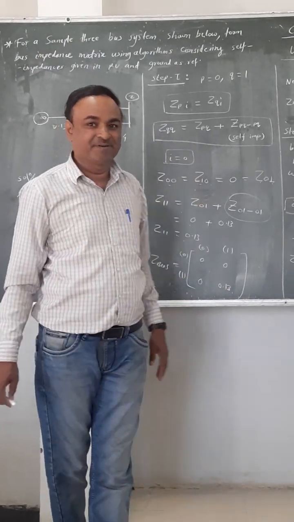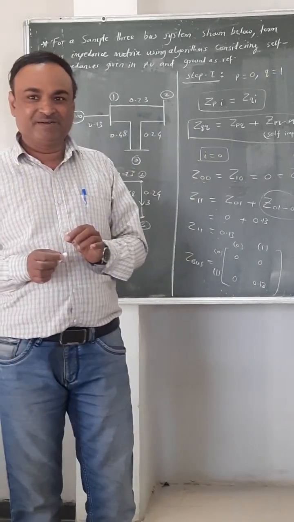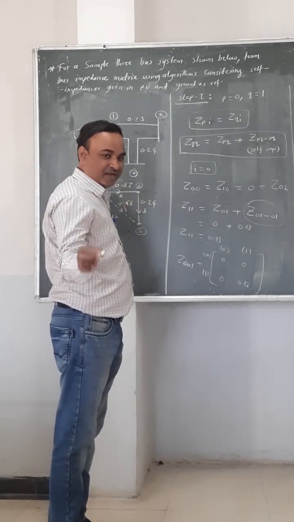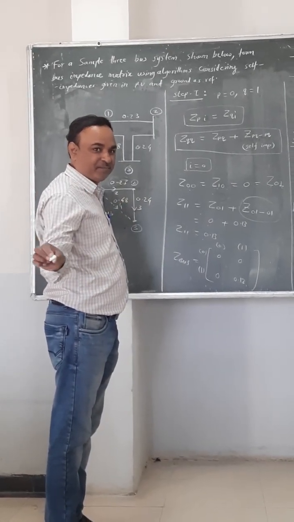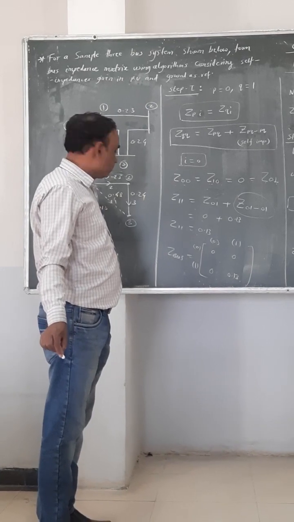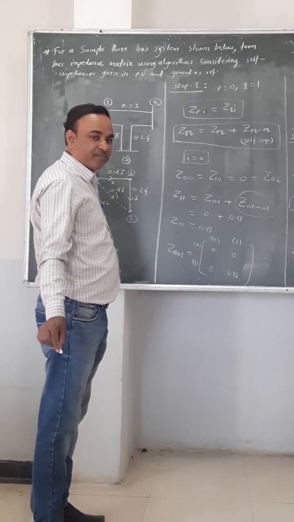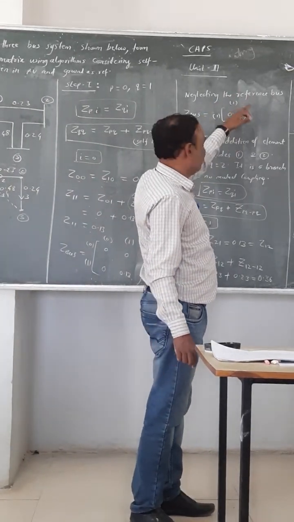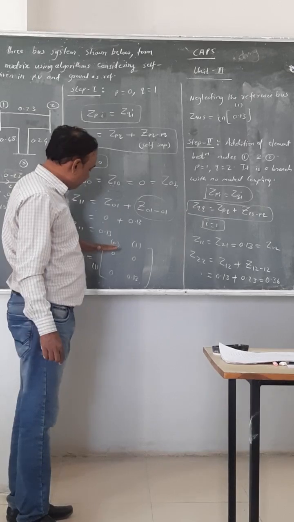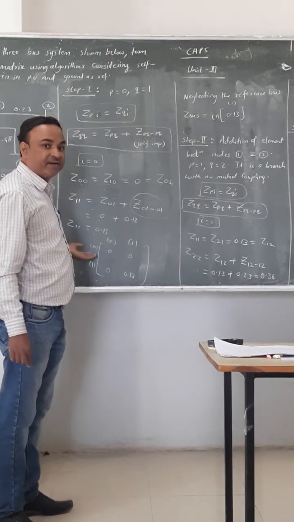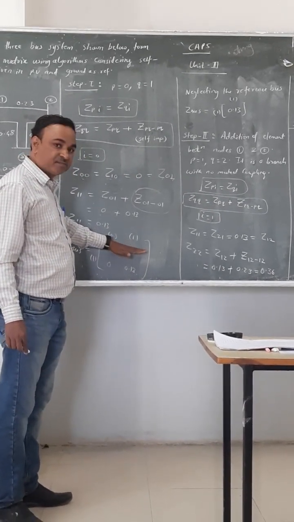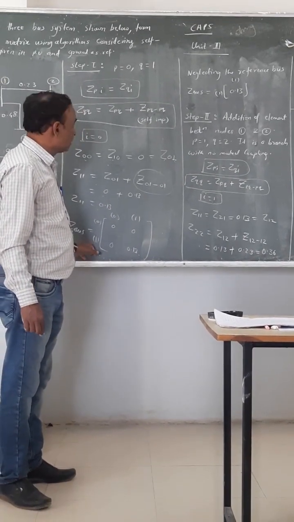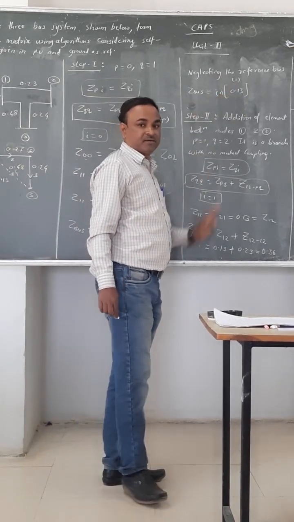What is the first step? Addition of element between node 0 and 1. It is a branch with no mutual coupling. P equal to 0, Q equal to 1. Okay? Yes. Now, eliminating the reference bus. How can this element be eliminated? We just remove the 0 row and 0 column. So now what is remaining? Only 1. Is it clear?